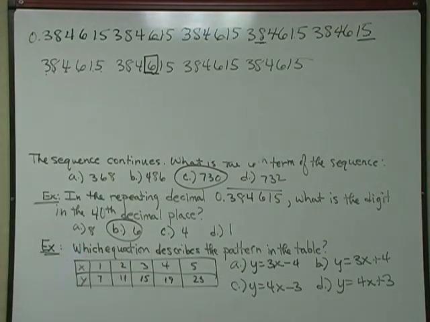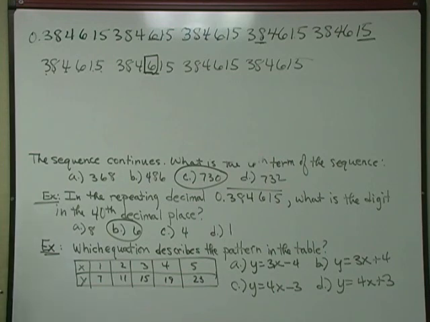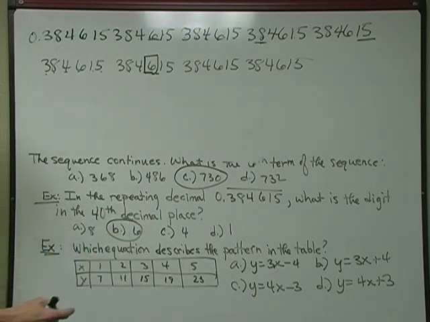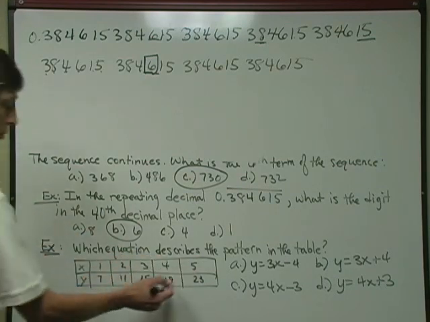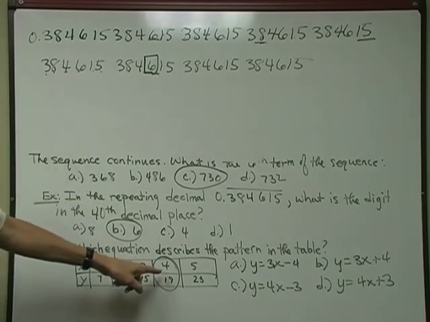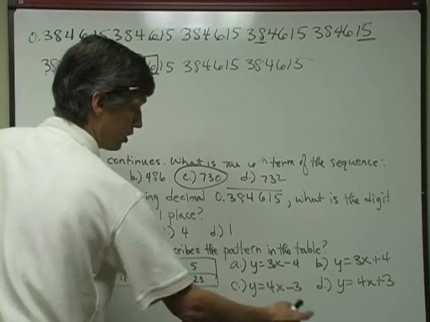My last choice here, or my last example here, says which equation describes the pattern in the table. I did one like this earlier. I'm going to take one of the x values and plug it in to find if I match a y. Now, I'm not going to take the first one or the last one. I usually take one in the middle. I'm going to take this one. I'm not going to take the one dead center. I'm going to plug 4 in for x, and I'm going to see how I get y of 19. I'm just going to plug it into each one of these choices.